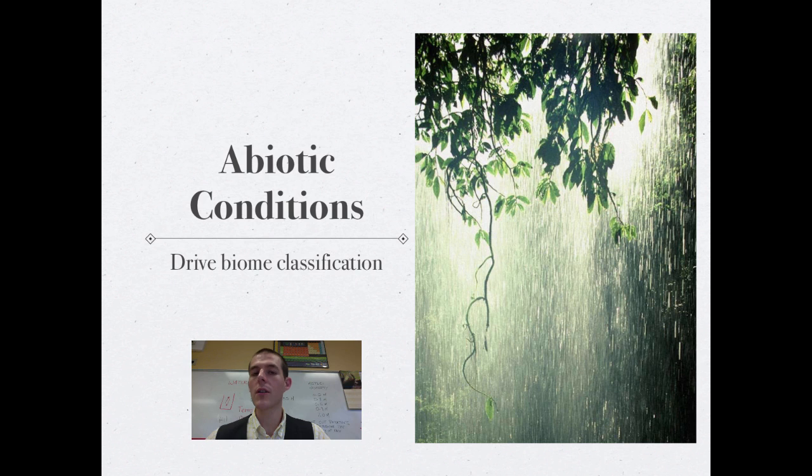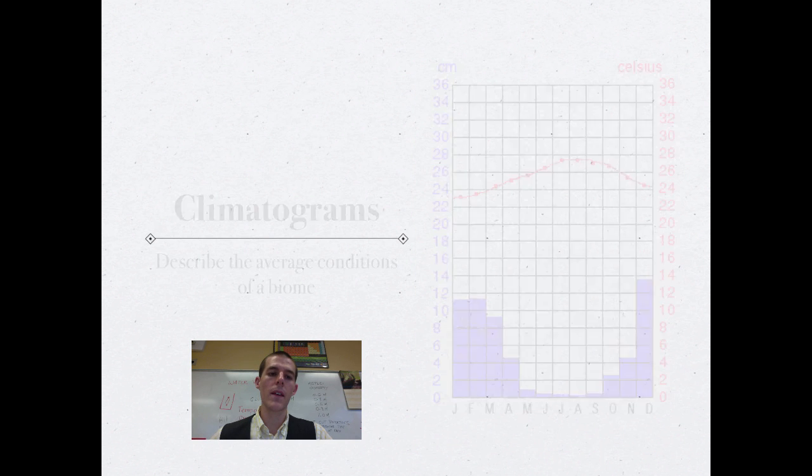So the temperature and the precipitation particularly are the things that determine which plants are able to grow in an area, and biomes are classified according to the plants that grow in the area. So indirectly, this means that the temperature and precipitation determine the characteristics of a given biome.